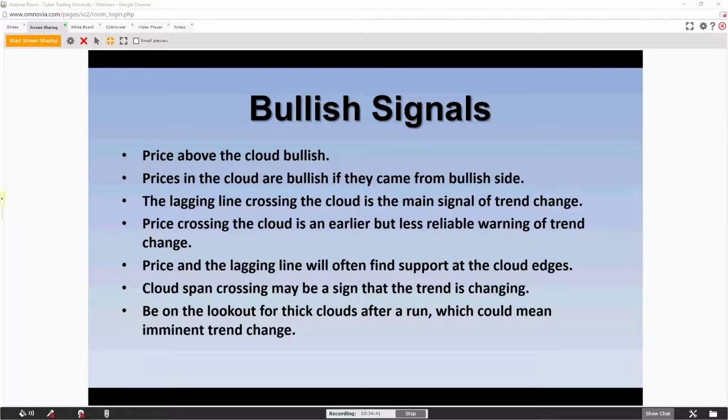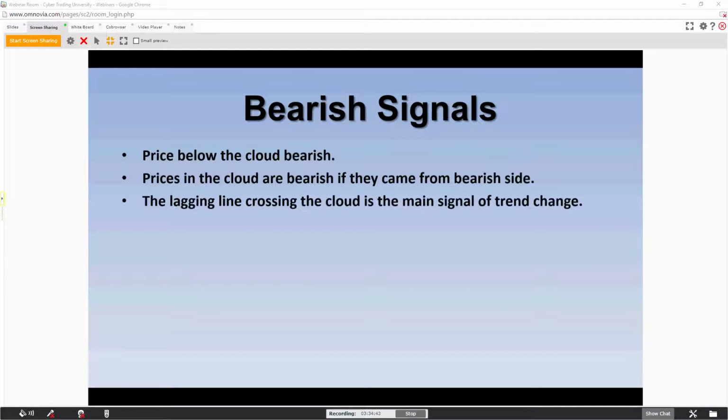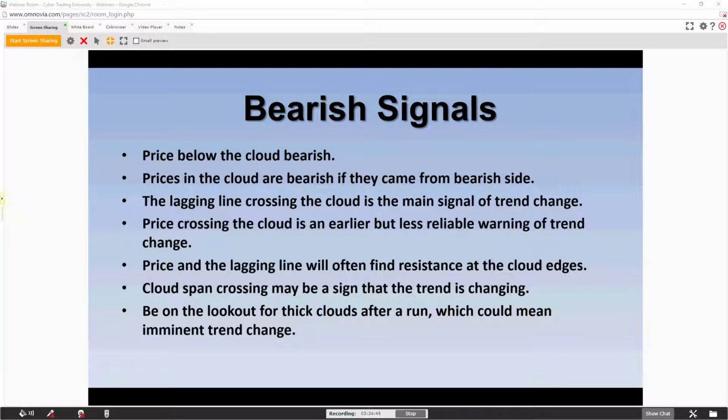All righty. I am going to take a quick drink of water here. I'm going to let you read the bearish signals, and I'm going to come back here and we're going to start scanning the markets for some trades.